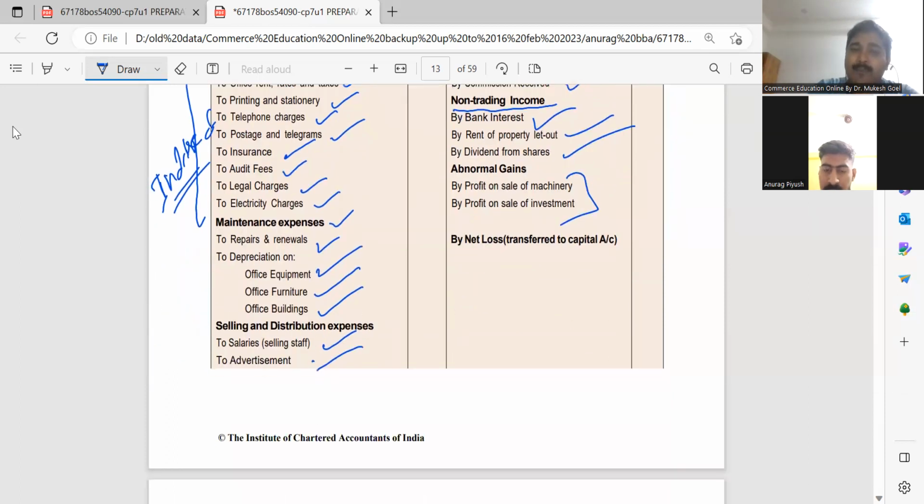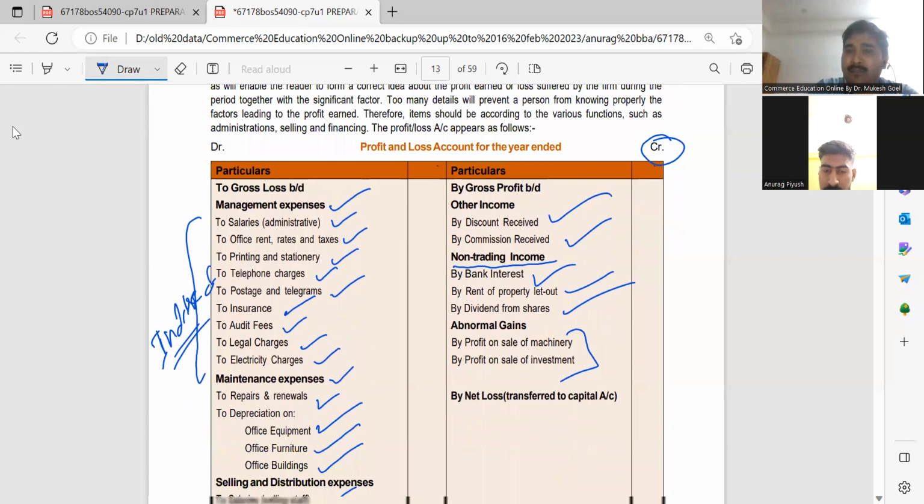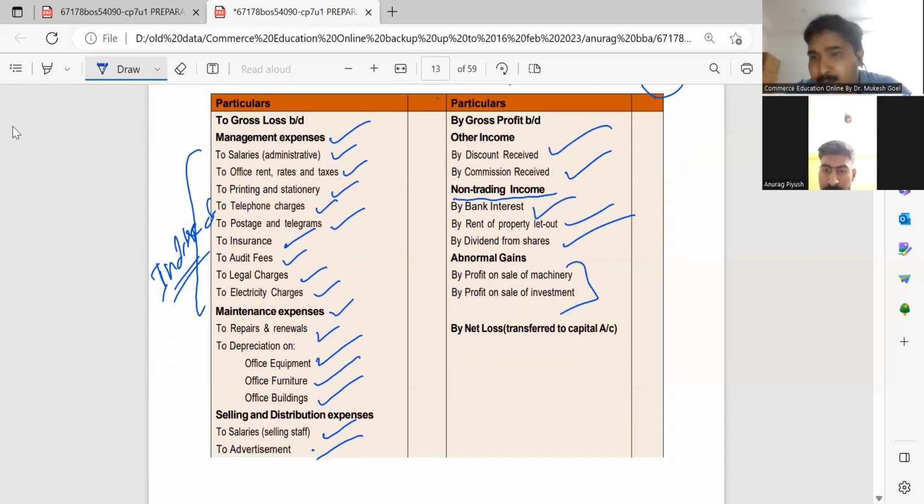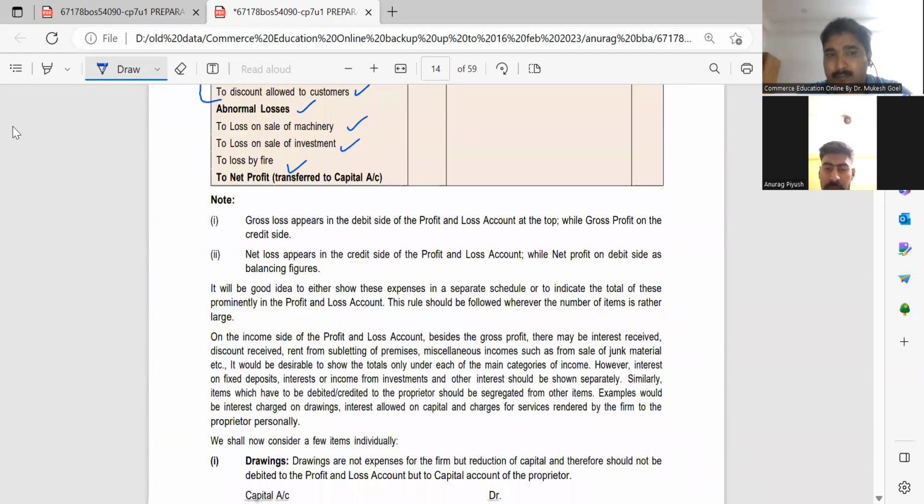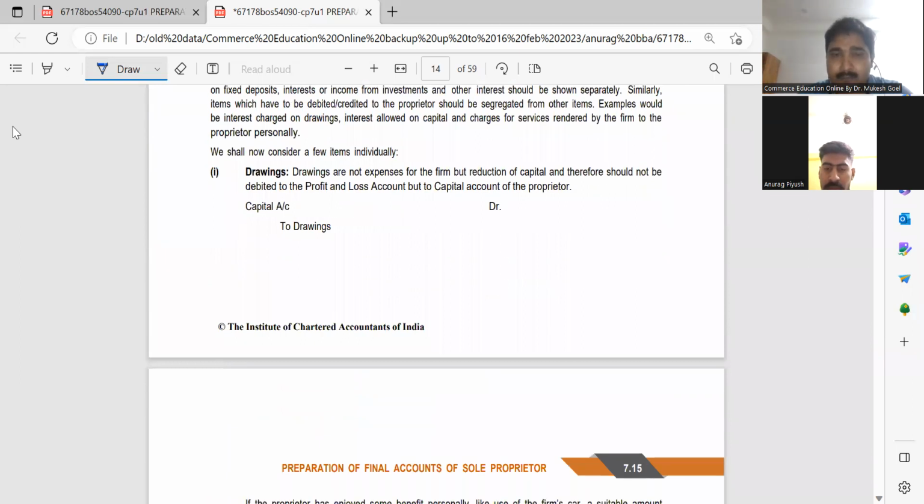And the difference of the debit side and credit side will be shown as net profit or loss. If our credit side, the income side, is greater than the debit side, then there will be net profit. What will happen then? Net profit. On the other hand, if credit side is less than debit side, then there will be loss, right? Yes, sir.